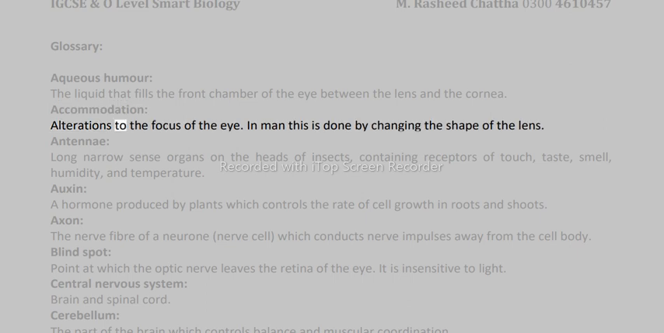Glossary. Aqueous humor, the liquid that fills the front chamber of the eye between the lens and the cornea. Accommodation, alterations to the focus of the eye. In man, this is done by changing the shape of the lens.